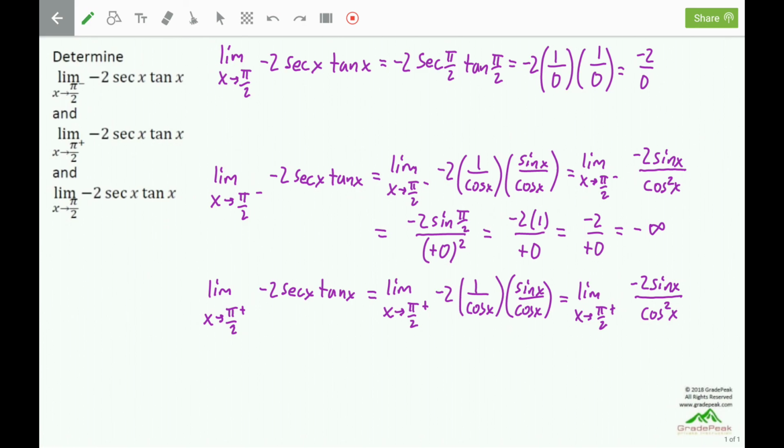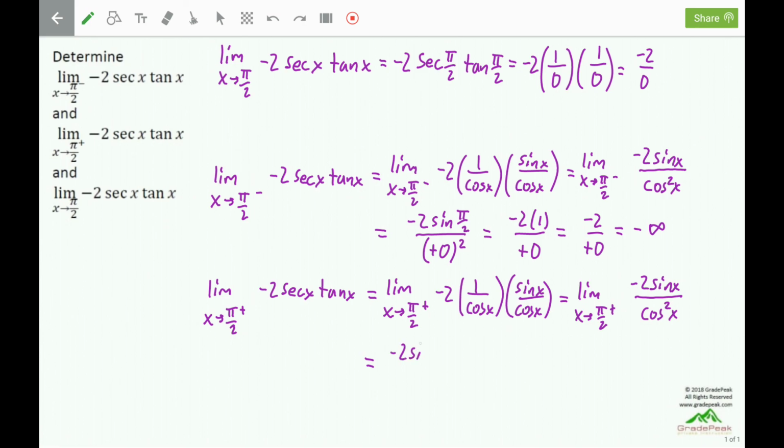We are on the right side of pi over 2, which is greater than pi over 2. That puts it in the second quadrant on the unit circle, and the cosine in the second quadrant is a negative number. However, it is approaching pi over 2, cosine approaches 0, but it will stay negative, so we can replace cosine with a negative 0. Pi over 2 can then be plugged in for all other x's.